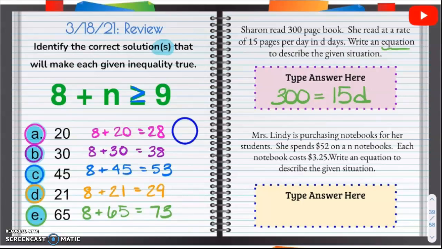Let's look at the bottom one. Mrs. Lindy is purchasing notebooks for her students. She spends $52 on N notebooks. Each notebook costs $3.25. Write an equation to describe the given situation. So she spent $52, and that was $3.25 on N number of notebooks. Each notebook cost $3.25. So our equation is going to be 52 equals 3.25 times N.